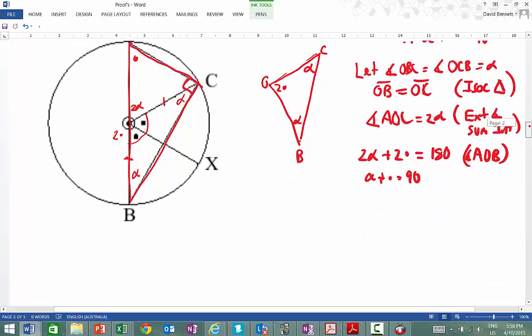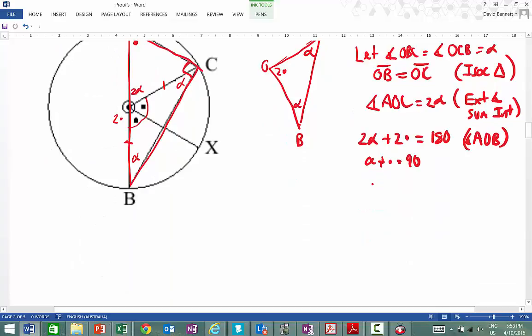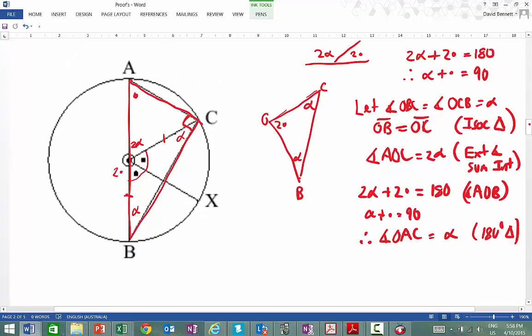Right, and so therefore angle OAC has to be equal to alpha, and that's from the 180 degrees in a triangle. Right, so we've actually proven that the angle there and this one have to be the same angle.